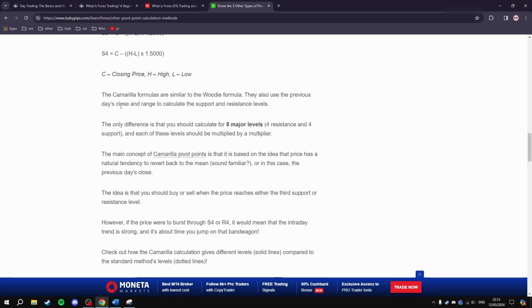Good. The camarilla formulas are similar to the woodie formula. They also use the previous day's close and range to calculate the support and resistance levels. The only difference is that you could calculate 8 major levels, 4 resistance and 4 support, and each of these levels should be multiplied by a multiplier. The main concept of camarilla's pivot points is that price has a natural tendency to revert back to the mean. Sound familiar? Or in this case, the previous day's close.